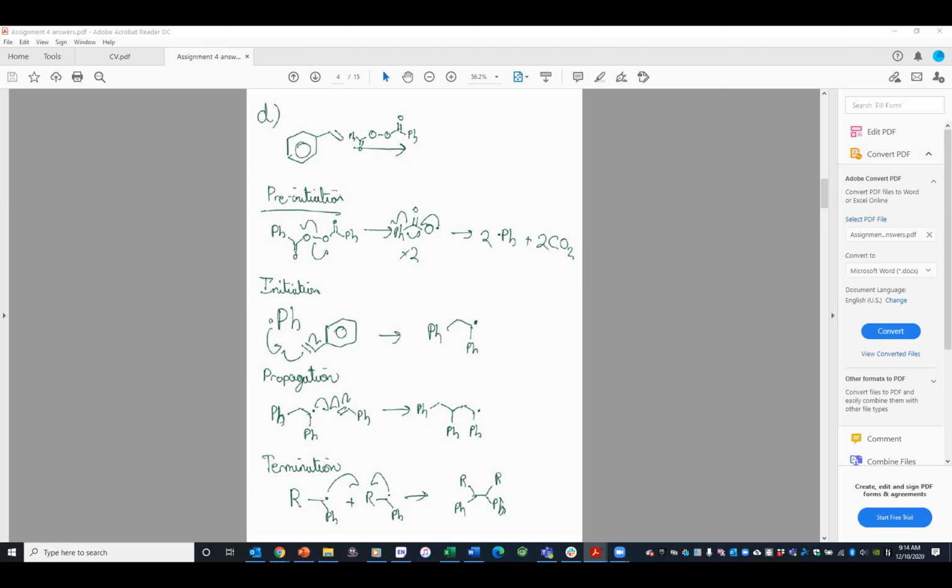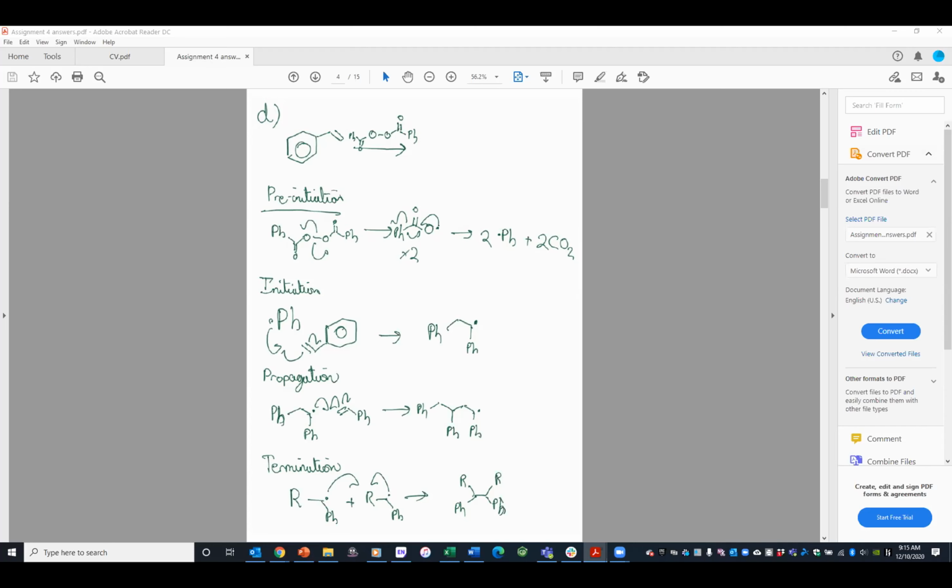So when do you use the resonance structure in propagation? You use the more stable form. So you're going to propagate not from the most stable radical. You're going to propagate from the most stable molecule. That's going to lead to the most stable molecule.